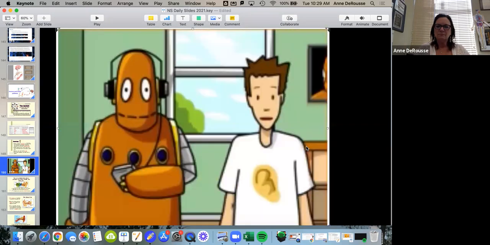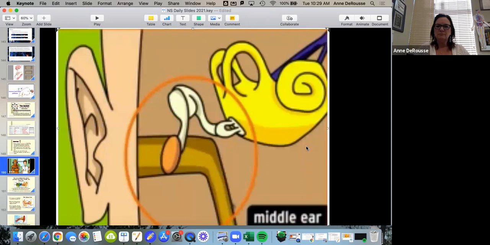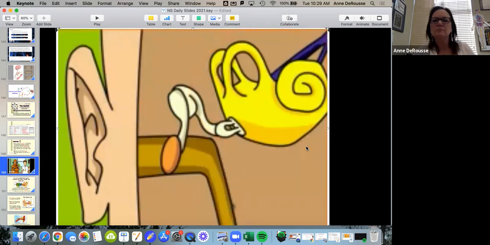Let's take a close look at your ears to see how you hear sound. Listen carefully. If you had a see-through head, you'd look something like this. Your ear is divided into 3 parts. The outer ear, the middle ear, and the inner ear. The inner ear isn't really this big, but we've drawn it large so you can see it better.